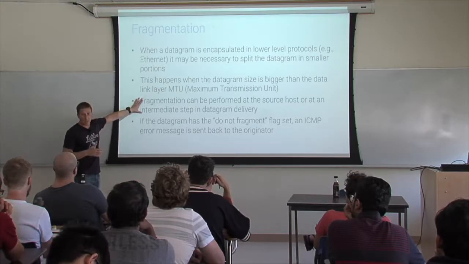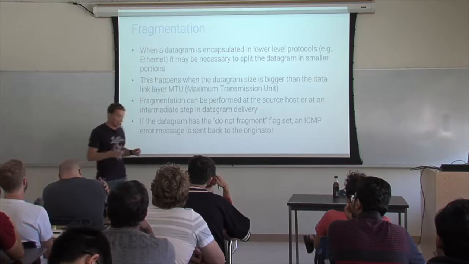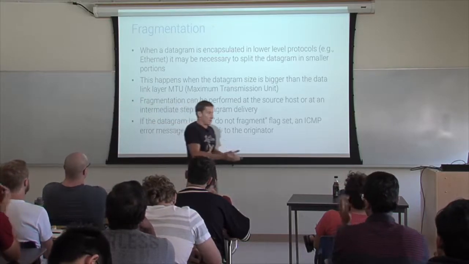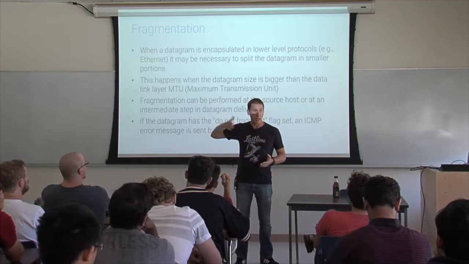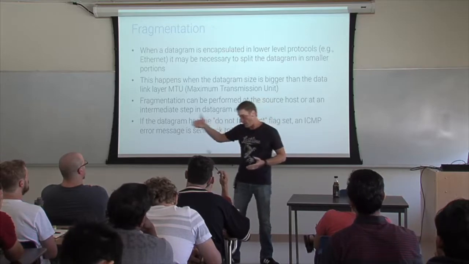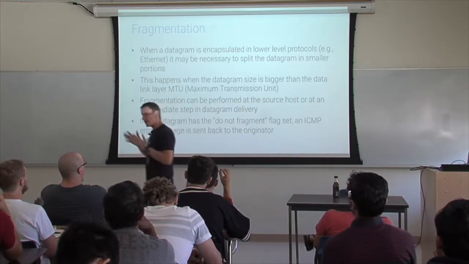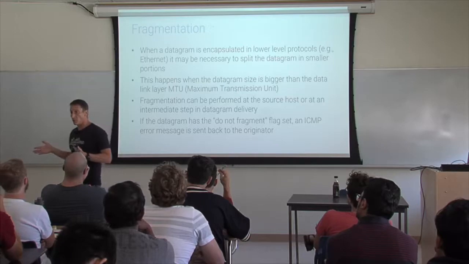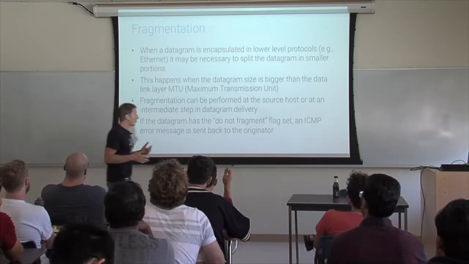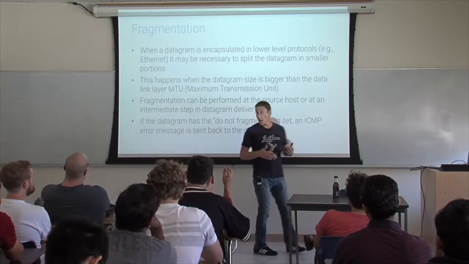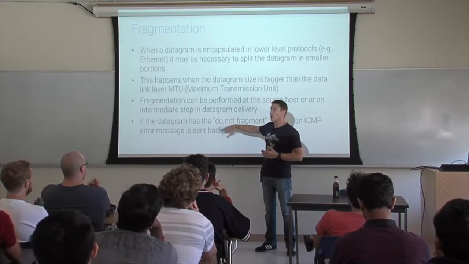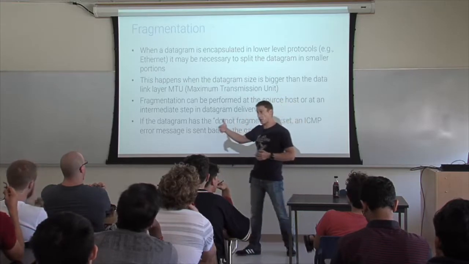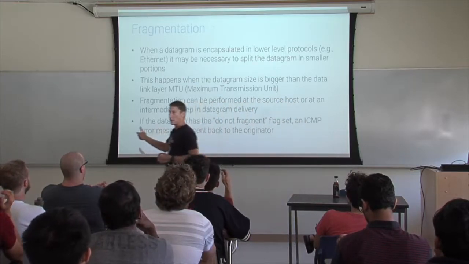This can be done at the source host, or can happen in an intermediate step. So it could happen that you send a packet that is okay for Ethernet, but then later it reaches a hop or a link in the delivery path that has a smaller MTU, and then it needs to be broken up. So we will see there is also the possibility of marking a datagram as do not fragment. So you can ask as a sender to not fragment your traffic.